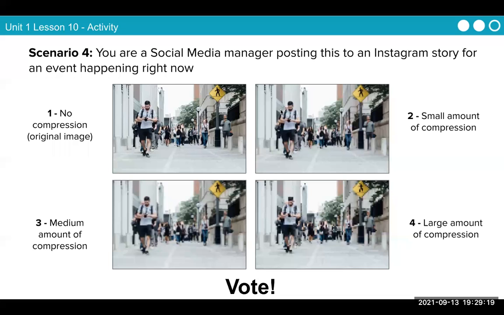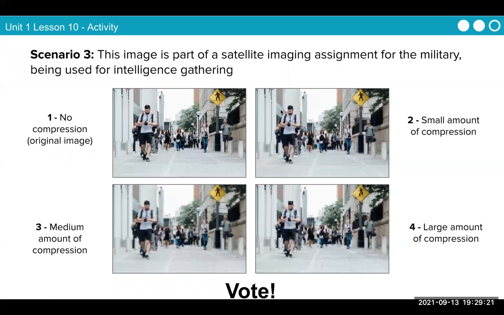Okay, let's go to the next. So this image is part of a satellite imaging assignment for the military, being used for intelligence gathering. Do we make it with no compression, small amount of compression, medium amount of compression, large amount of compression? 1 through 4. What's your vote? Do we do it by hand? Raise your hand if you like 1. Raise your hand if you like 2. Raise your hand if you like 3. Raise your hand if you like 4.